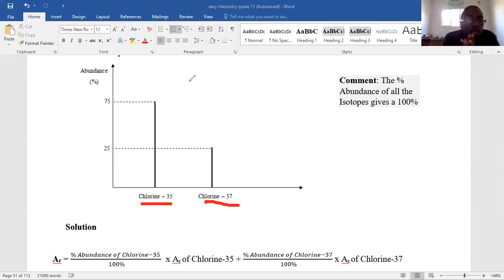Now, on the y-axis, we have what is known as the percentage abundance. When you run this chlorine sample in the mass spectrometer, the chlorine 35 gives you a percentage abundance of 75, and the chlorine 37 gives you a percentage abundance of 25. So your task now is to calculate the relative atomic mass of these two chlorine atoms. How do we calculate? This is where the formula comes in.